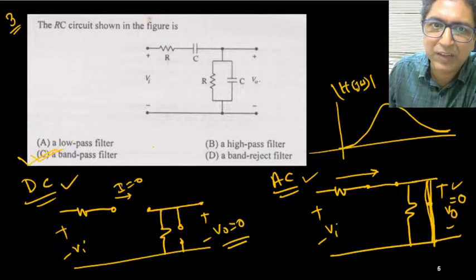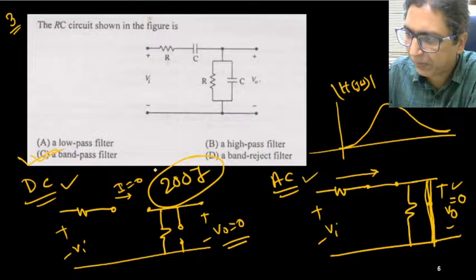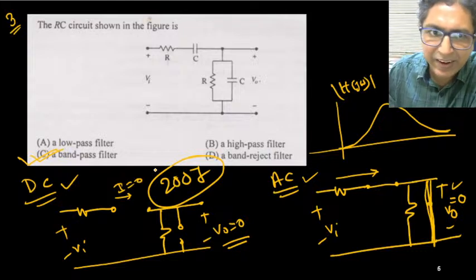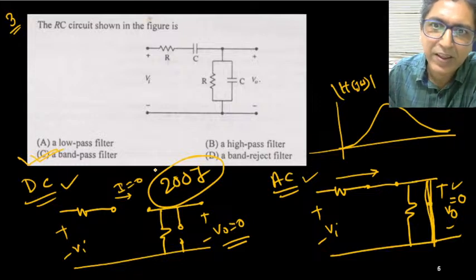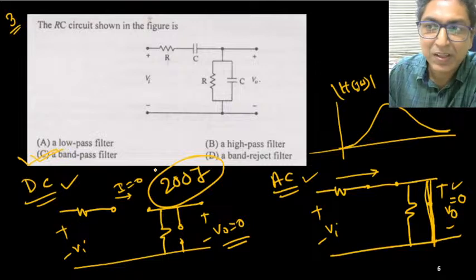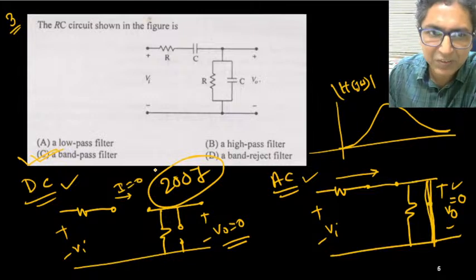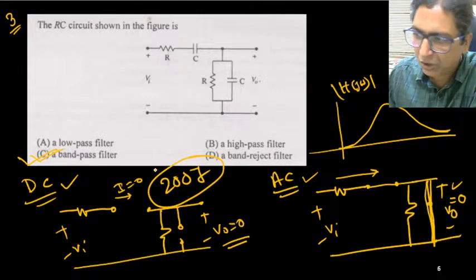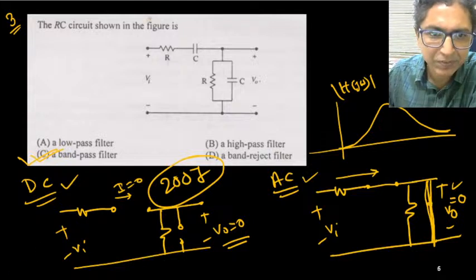So this question appeared in 2007 ECE. Okay, so you can see that in GATE papers, sometimes very easy questions come from filters just to identify the filter types. But sometimes the questions are very difficult. Okay, next we will tackle a few problems which are more complicated.